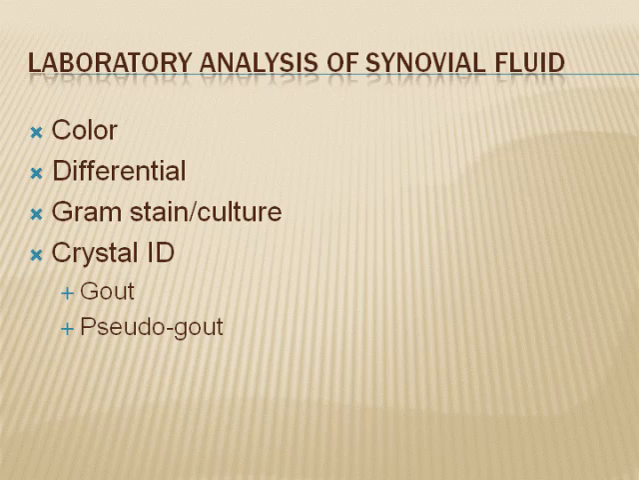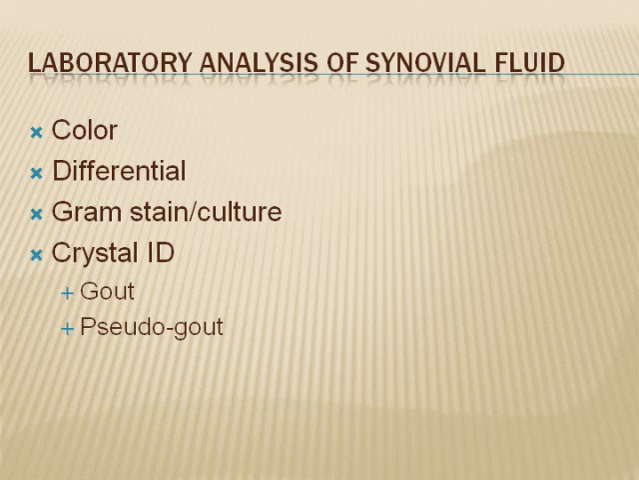So we're going to take a look at what color it is. We're going to do a count and a differential, what kind of cells are present, if at all, a Gram stain and culture, and a crystal ID. So you're taking a look at, are there monosodium urate crystals there causing gout? And are there crystals there causing pseudogout? So on and so forth. So definitely for joint fluid, you're taking a look at that.